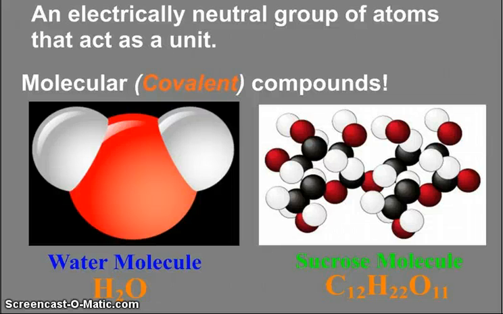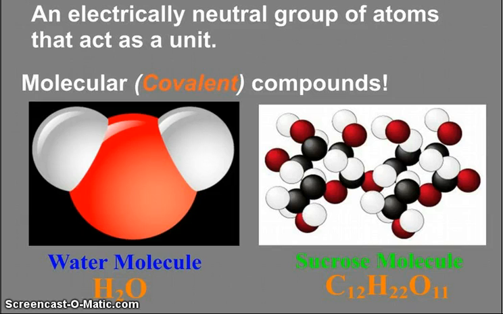Well, a molecule, as you see there, is an electrically neutral group of atoms that act as a unit. Our polyatomic ions are a group of atoms with a charge, but a molecule is electrically neutral. And we see these in molecular compounds, but again, you can also know them as covalent compounds.